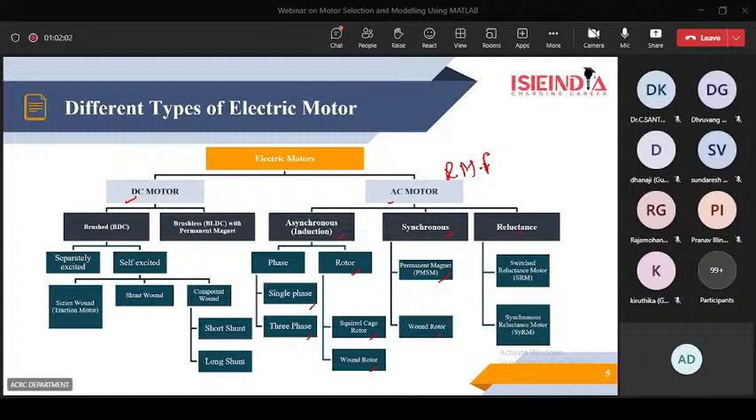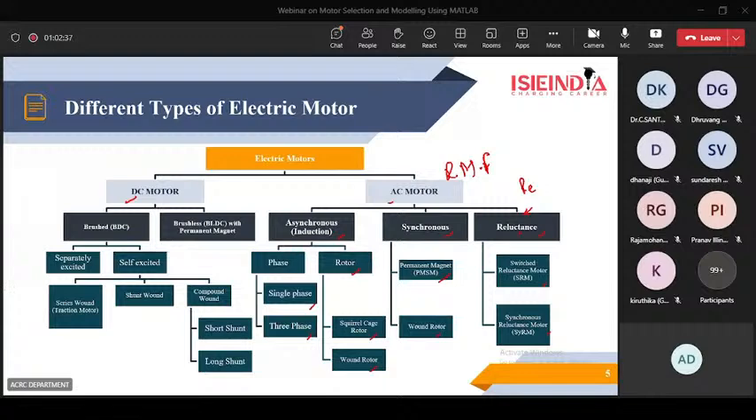So now in AC motors the reluctance motor is also there. The first one is the reluctance. In a reluctance motor, this motor works on the reluctance torque, like there is a force of attraction between the magnetic material and the magnets. Because of that force of attraction, there is the formation of reluctance torque, and they have been separated into the switched reluctance motors and the synchronous reluctance motors.